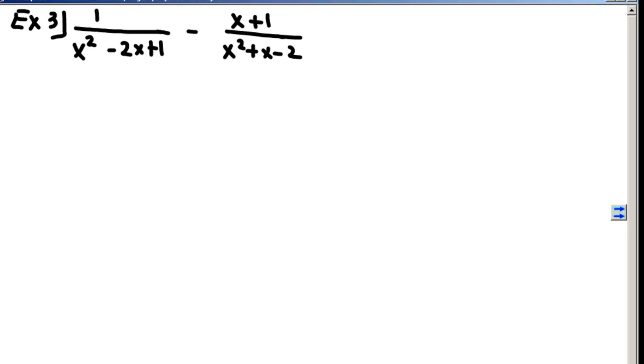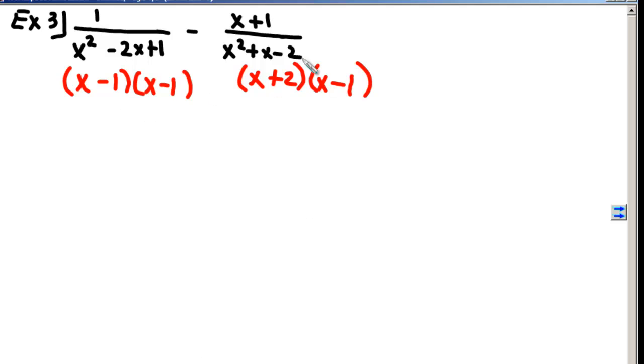Example 3. Factor the denominators. Find our least common denominator.